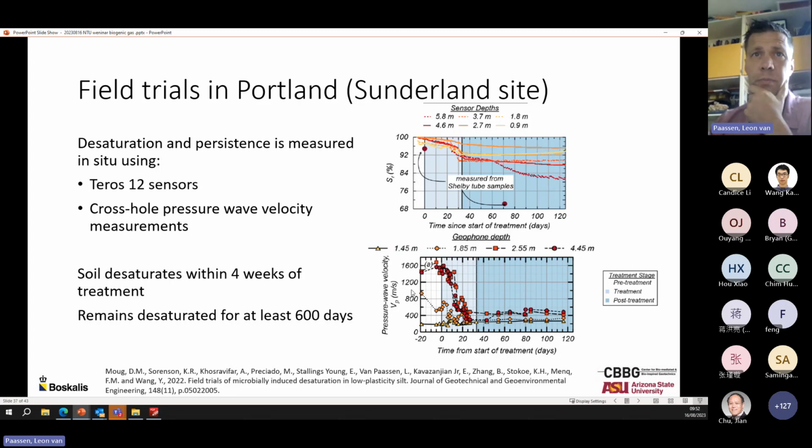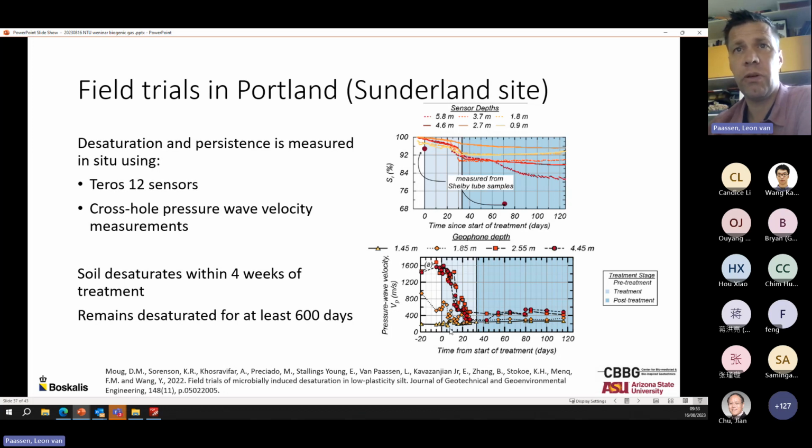Looking at the pressure wave velocities, and knowing that the pressure wave velocity is affected by the degree of saturation, particularly between 100% and, let's say, 95 or 90%, the pressure wave velocity is highly sensitive. So you can really detect that a reduction of pressure wave velocity indicates a reduction in degree of saturation. Here we can see that within 25 days of treatment, we see a significant reduction in the pressure wave velocities at the different depths.